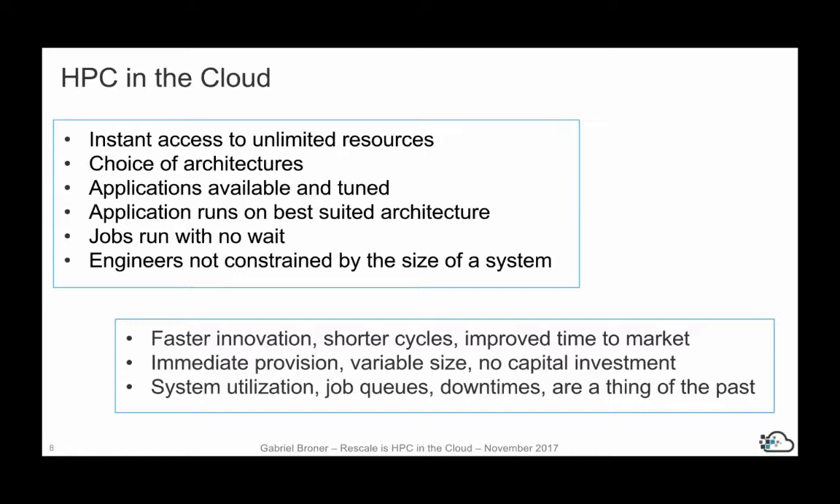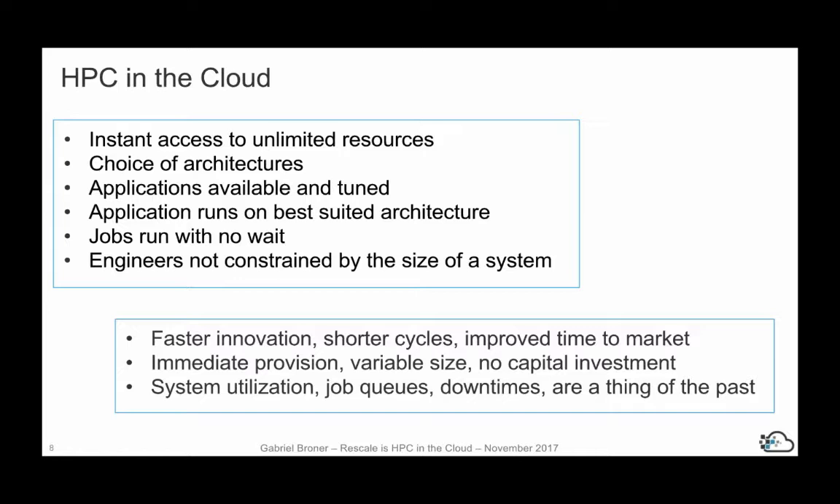Because if I split my machine, half CPU, half GPUs, I'm also committing to having it half full on one side and half full on the other side. That's pretty hard. That doesn't happen. And having CPUs doesn't help me if I need GPUs. So applications in the cloud, at least on the Rescale cloud, run on the best suited architecture, and jobs run with no wait, because I can always start a job right away in the cloud.